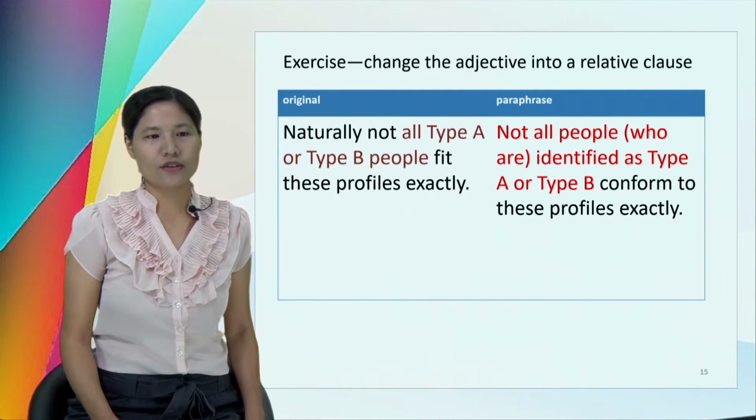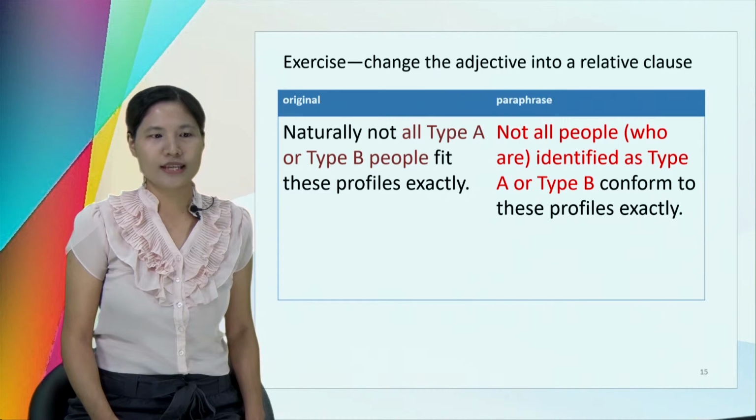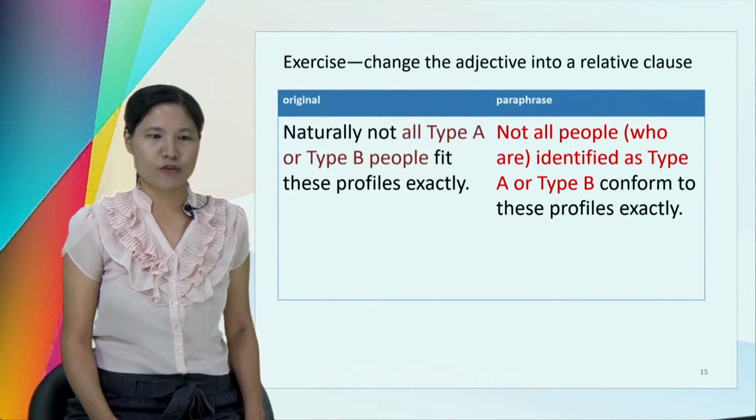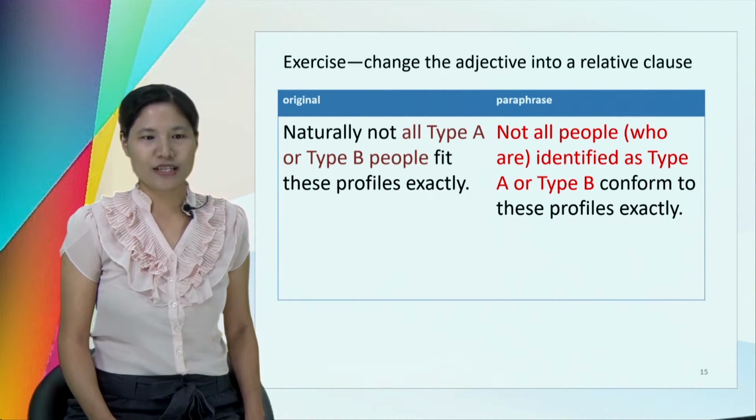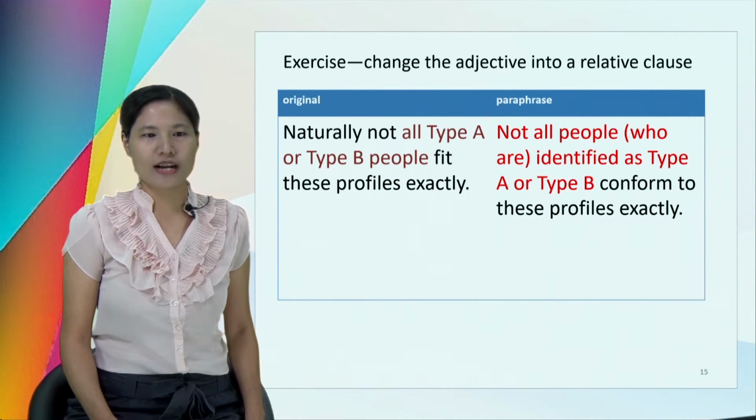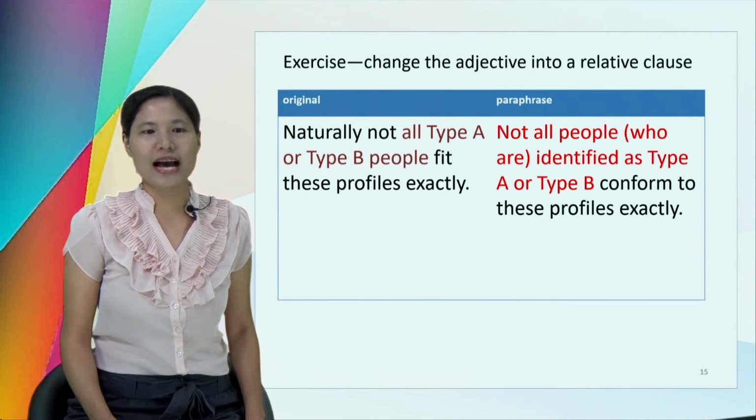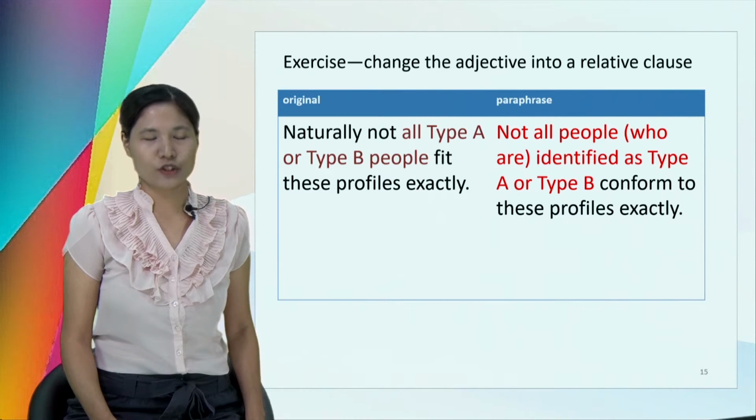Now let's look at another example for exercise. Naturally, not all type A or type B people fit these profiles exactly. The paraphrase is, not all people who are identified as type A or type B people. Here, we use the relative clause, 用了形容词子句, but in this case, we can delete the who are, 可以省略 who are, then it could be not all people identified as type A or type B, and it looks more concise, 看起来比较简洁, and the paraphrase is also better.